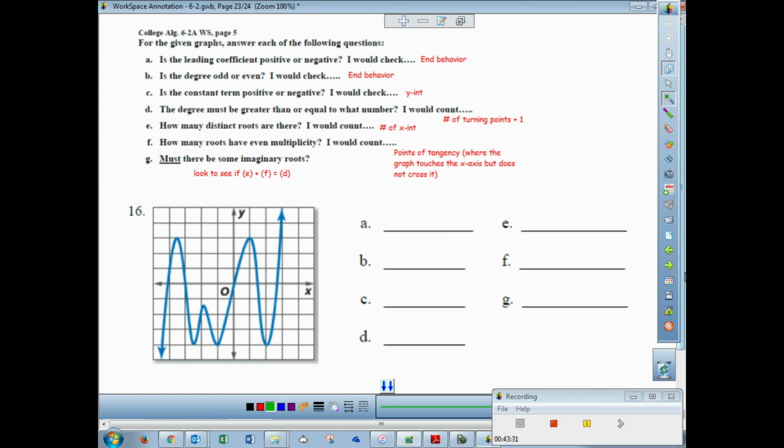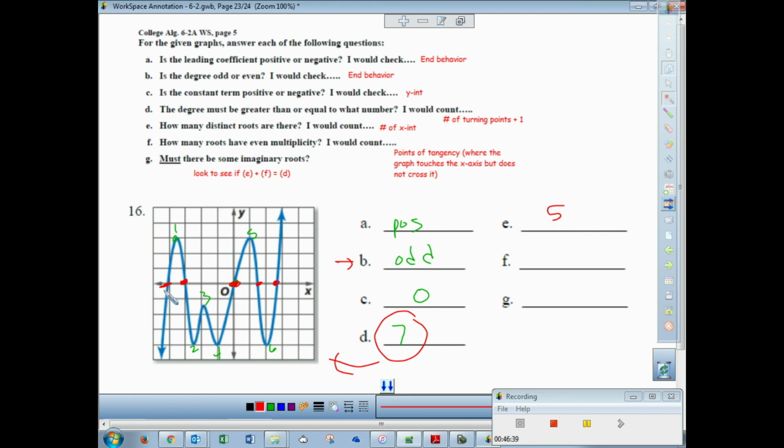Do 16. These parts you should have really no problem with. It is positive because it's odd degree. I really answer B first, to be quite honest with you. It's odd degree. Upright is positive leading coefficient. The y-intercept, the question is worded poorly. It should say, is the constant term positive, negative, or 0? It's actually 0. There are 6 turning points. Add 1 to it, you get 7 for your minimum degree, which had better match. Odd, right? Better be going different directions.